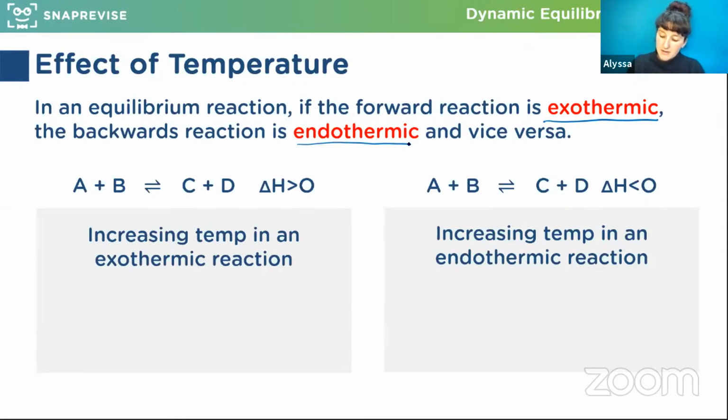And vice versa. So for example, if our forwards reaction is exothermic, as in delta H is negative, then if we increase the temperature, what's going to happen to the equilibrium? Anybody know?